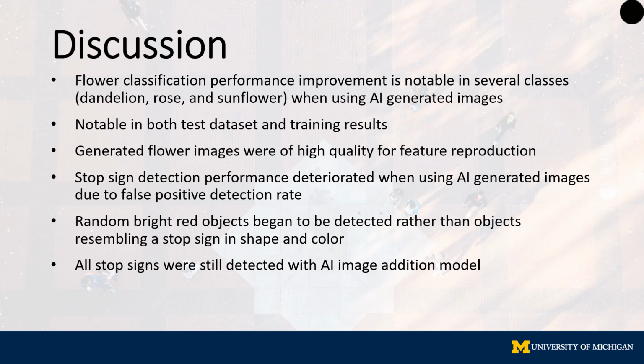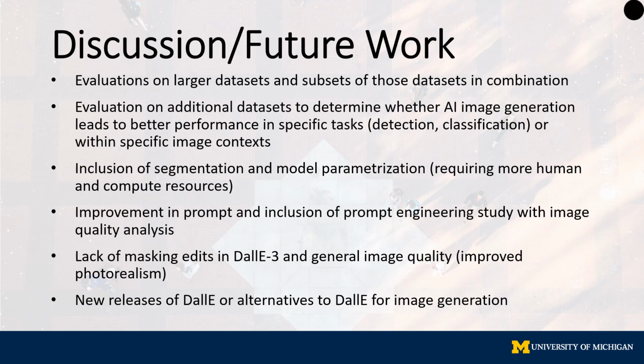So within that, random bright objects began to be detected rather than objects actually resembling a stop sign. So that's using the AI image model that began to be a problem. And as mentioned, all stop signs were still detected though, but we are now picking up on extra red features within the image. So overall, to continue the discussion, we saw some successes with classification and some issues with detection using AI images.